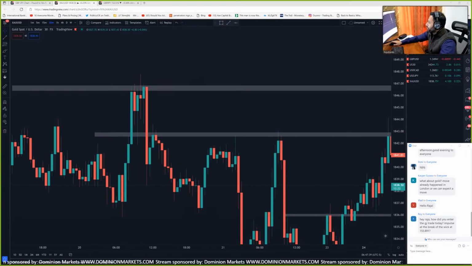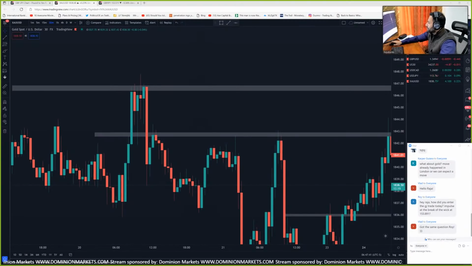Hey Raja, where'd you enter gold? Break of that wick? Yes. GJ? Yes, at 153,866. This was the break of the low on the 1 hour time frame, and the break of the low on the 30-minute. Actually, let me show you this right here.